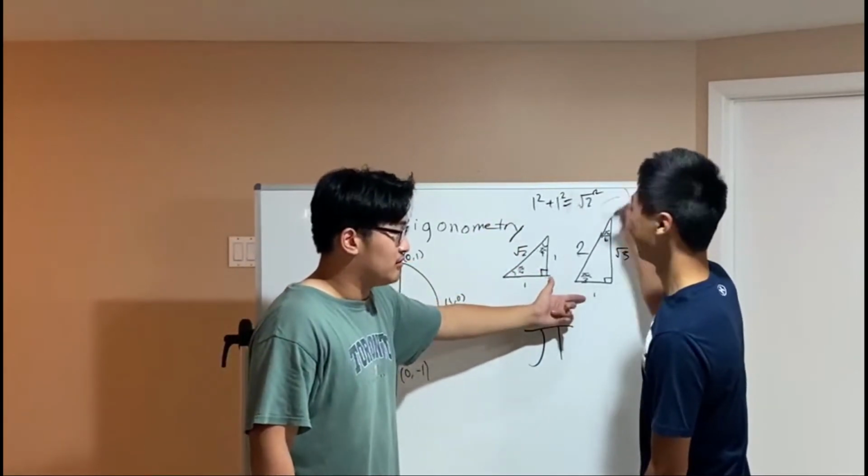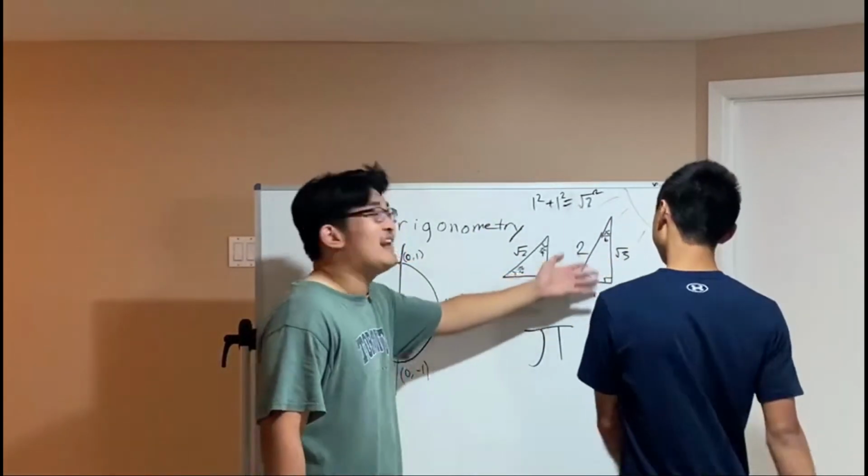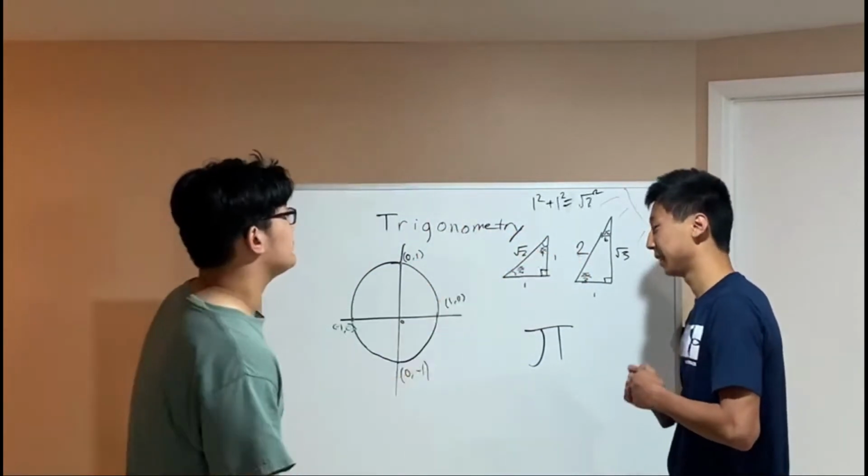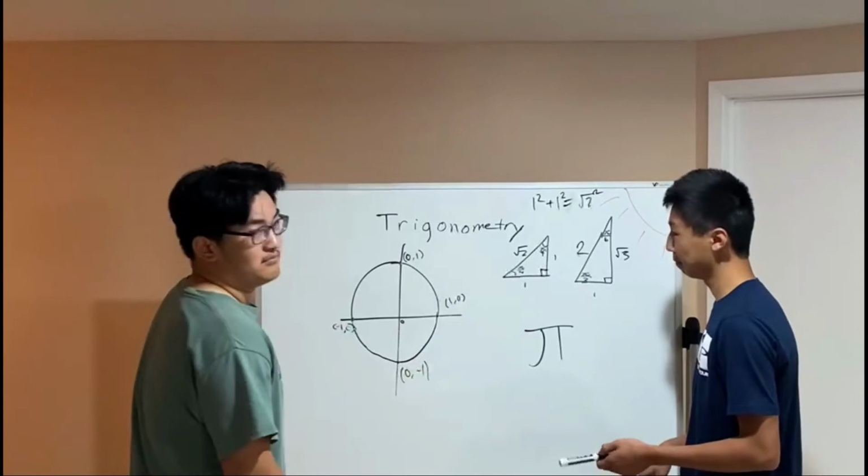Here, 1 squared and square root of 3 squared added up is 4, and the square root of 4 is 2. Good job. I'm saying good job.